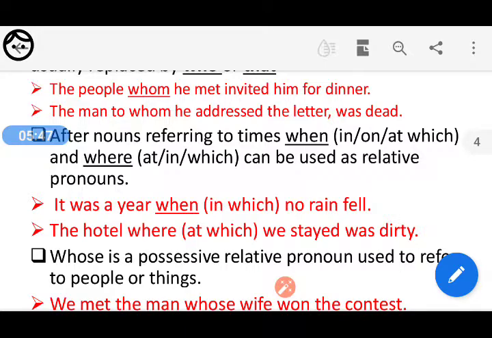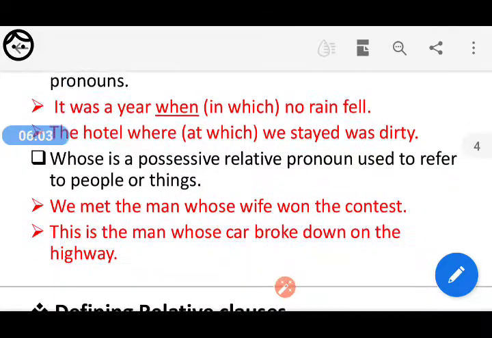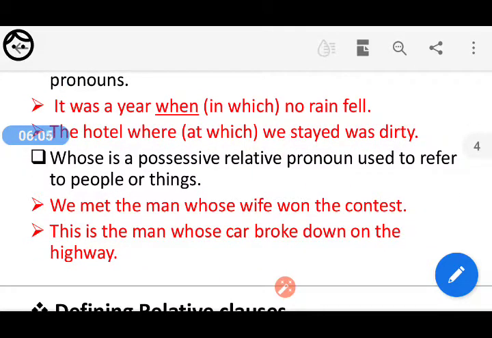Whose is a possessive relative pronoun and is used to refer to people or things. So you see these two examples. We met the man whose wife won the contest. This is the man whose car broke down on the highway.